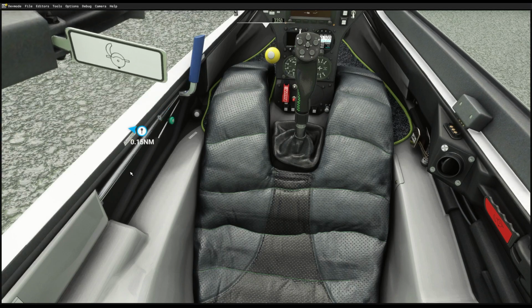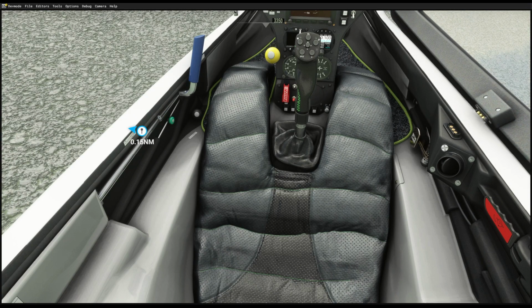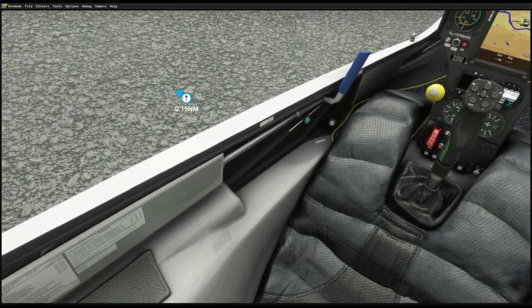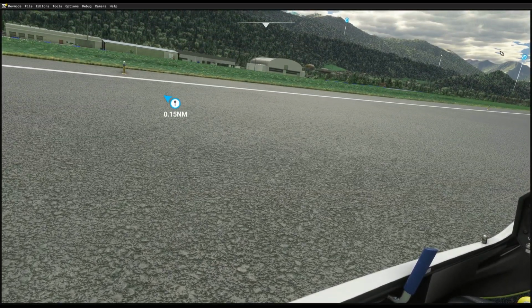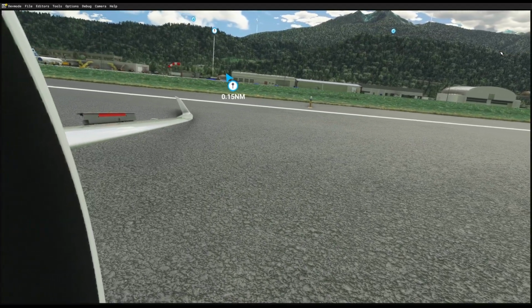This is a view from inside the cockpit as I release the latch to raise the canopy, and I can take a step outside so you can have a good look around the sailplane as it sits on the runway.